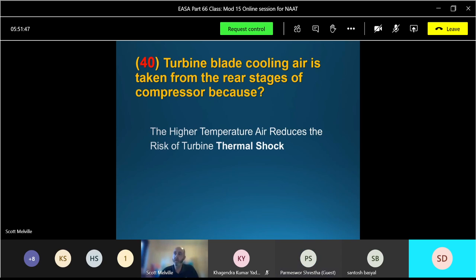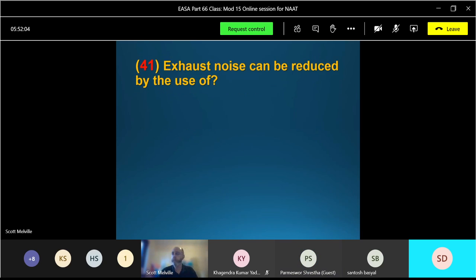The high temperature air reduces the risk of turbine thermal shock, stops the blades from shattering. You know, if you get something too cold, too hot, too quick, it will crack. And the same goes for turbine blades. All right. I can't remember, apologies if I mentioned that. I should have mentioned that one if I haven't done already.